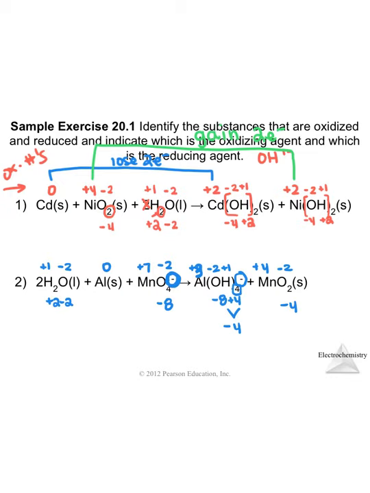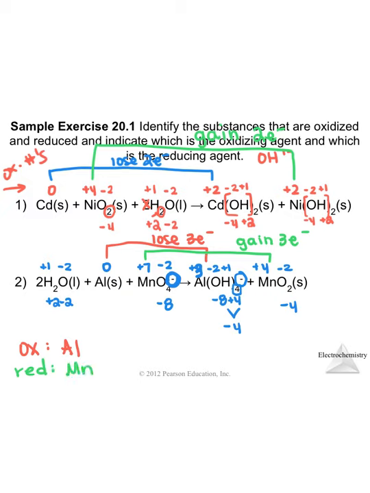Okay, so let's look at what's oxidized and what's reduced. So I see my aluminum goes from a 0 to a +3. So that is going to lose 3 electrons. Oxidation is loss. So that will be my aluminum. And then my manganese goes from +7 to +4. So that is going to be a reduction or gain 3 electrons.